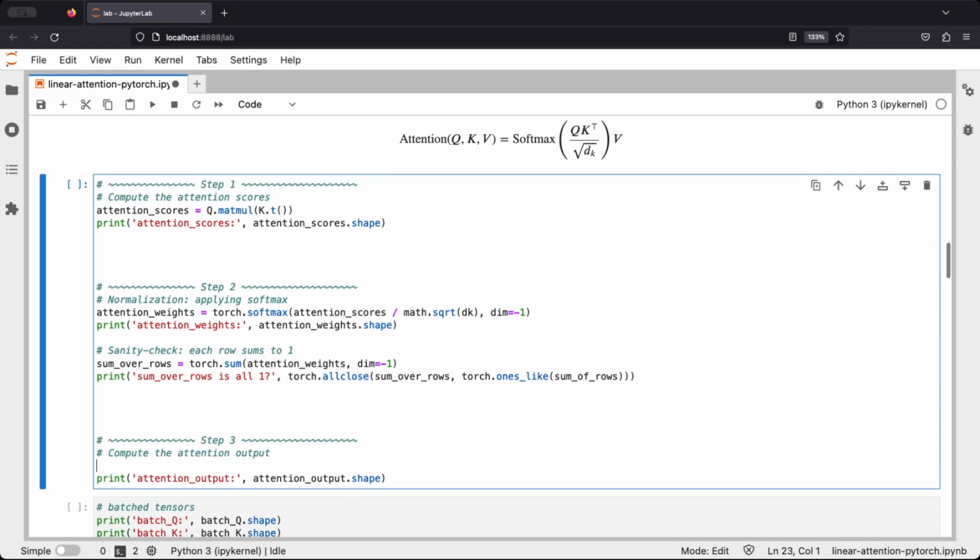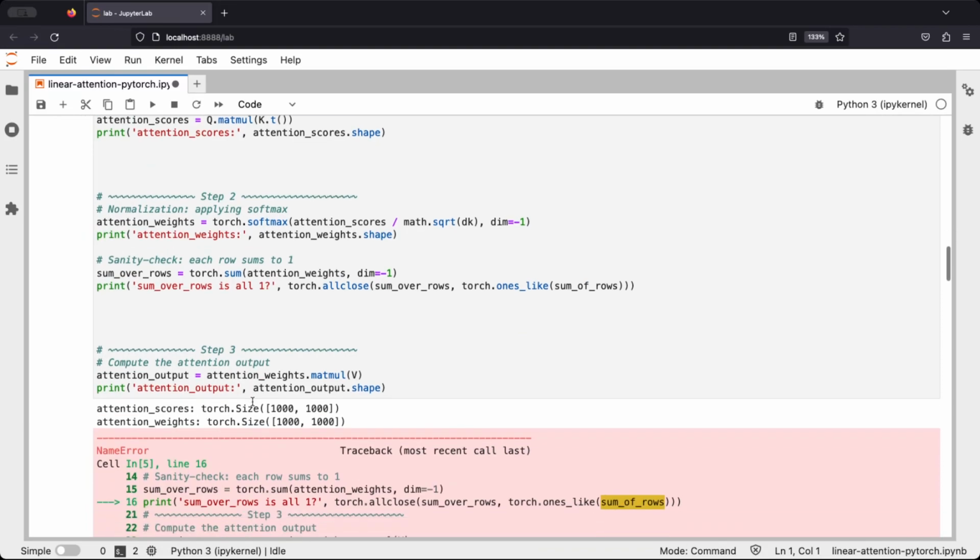And then in step 3, we compute attention output. So all we need to do now is to multiply these attention weights with V. So we say attention weights dot matmul with V, and that will give us the final output. So let's run this cell.